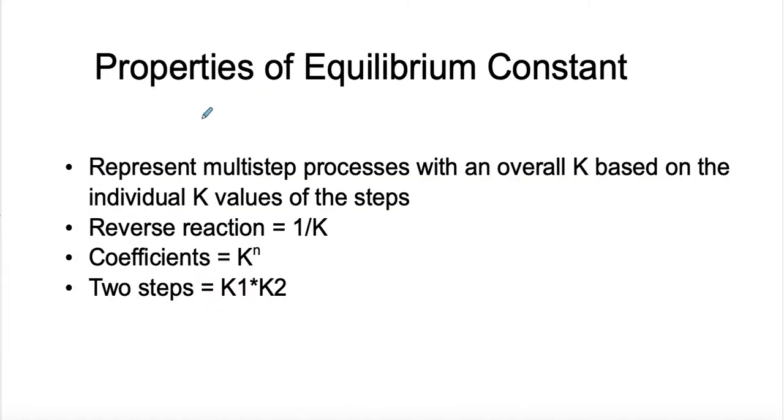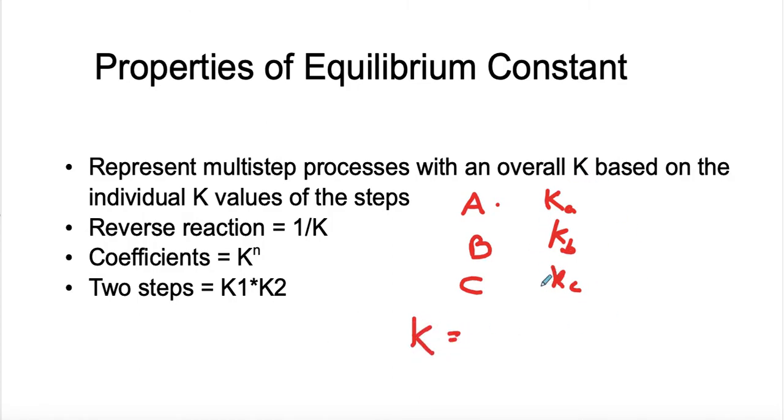All right, properties of the equilibrium constant. This is when you have multi-step processes and you need to determine what the overall K is. Your A step has a K value, your B step has a K value, and then your C step has a K value. What is your overall K?